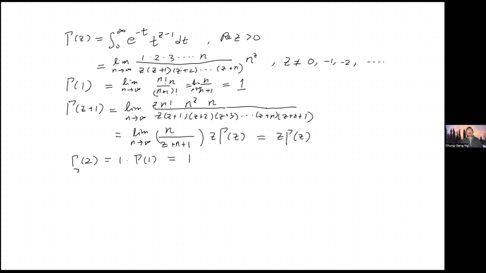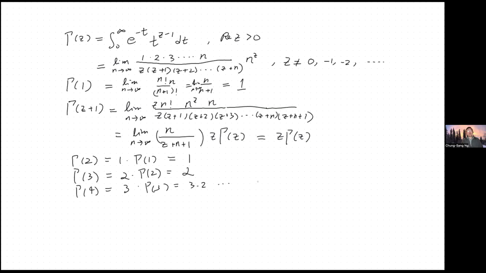Gamma 3 is 2 times gamma 2, which equals 2. Gamma 4 is 3 times gamma 3, which is 3 times 2. So you can see the pattern, right? Gamma 1 is like 0 factorial, and gamma 2 is like 1 factorial. Gamma 3 is like 2 factorial. Gamma 4 is 3 factorial.